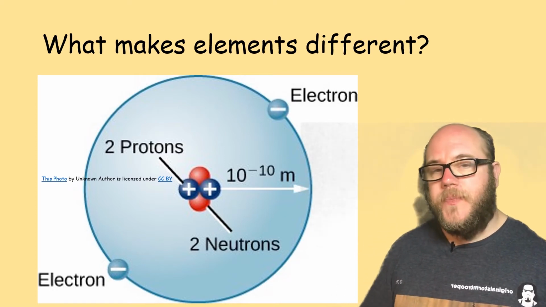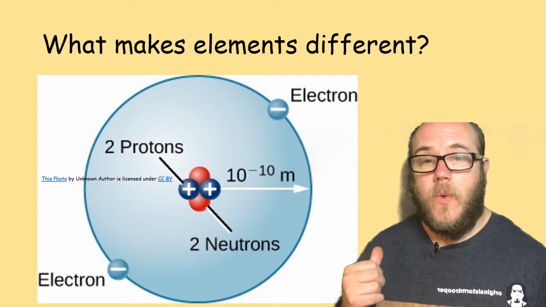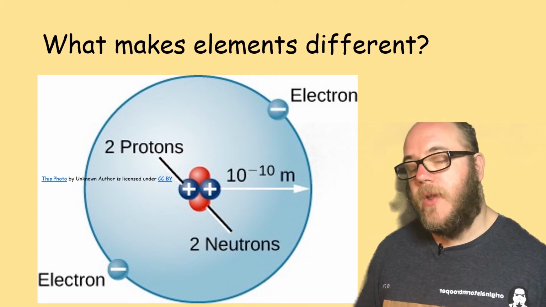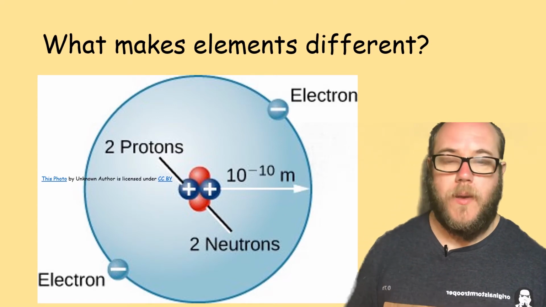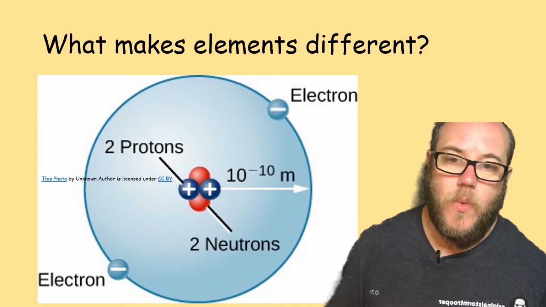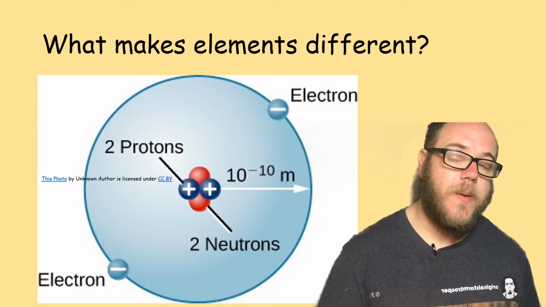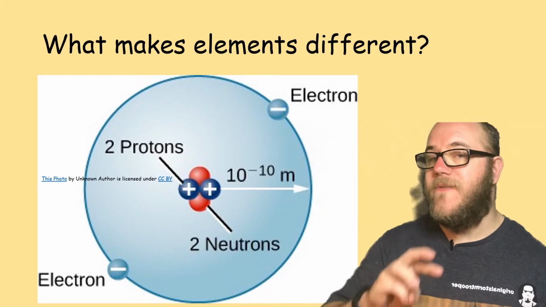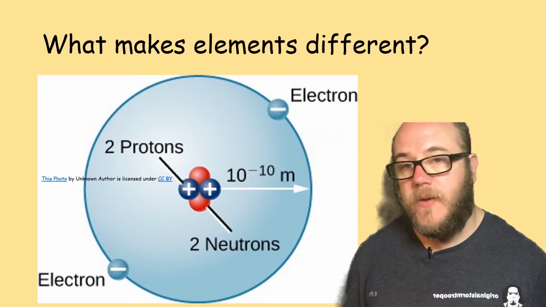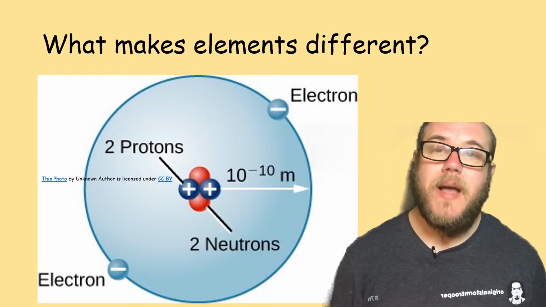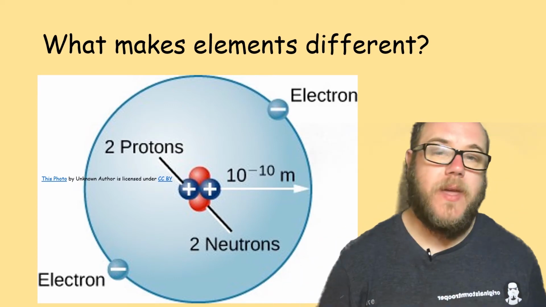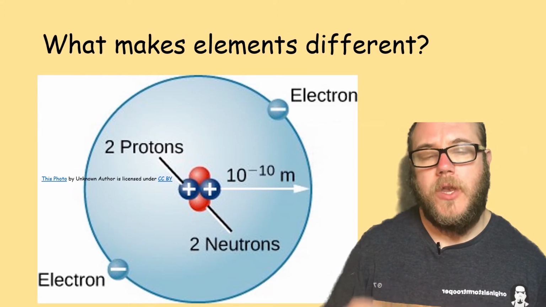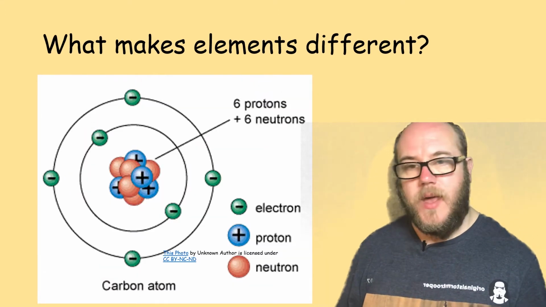So now in the hydrogen we had a mass number of 1 and a proton number, an atomic number of 1. Here we have an atomic number of 2 because there are 2 protons, and a mass number of 4, because there are 2 protons and 2 neutrons. There are 4 nucleons. And here is carbon.